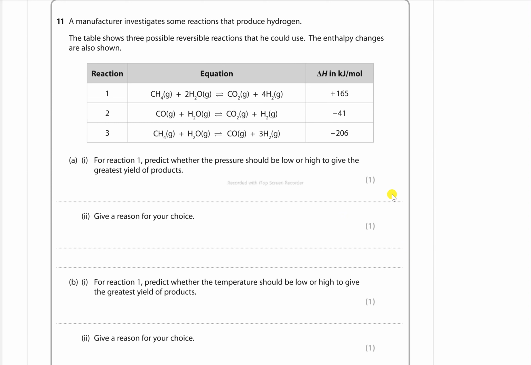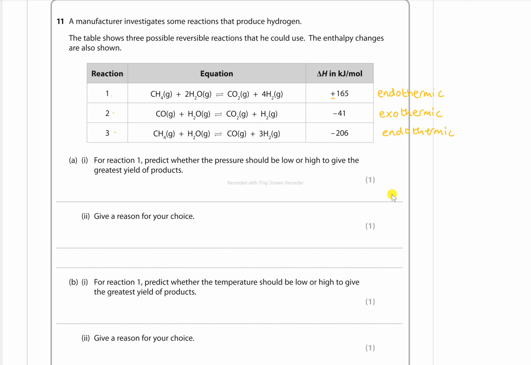Right, so we're looking at these three reactions, 1, 2, 3. What do we notice straight away? That's positive, so it's gained energy, so it's endothermic. This is negative, so it's going to be exothermic. This is going to be endothermic. Again, endothermic means it's going to gain energy. Let's run through these quickly.